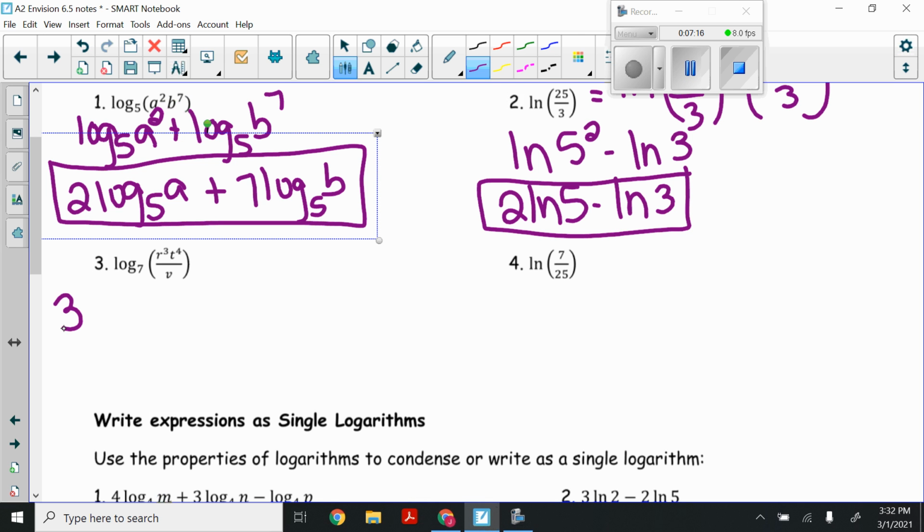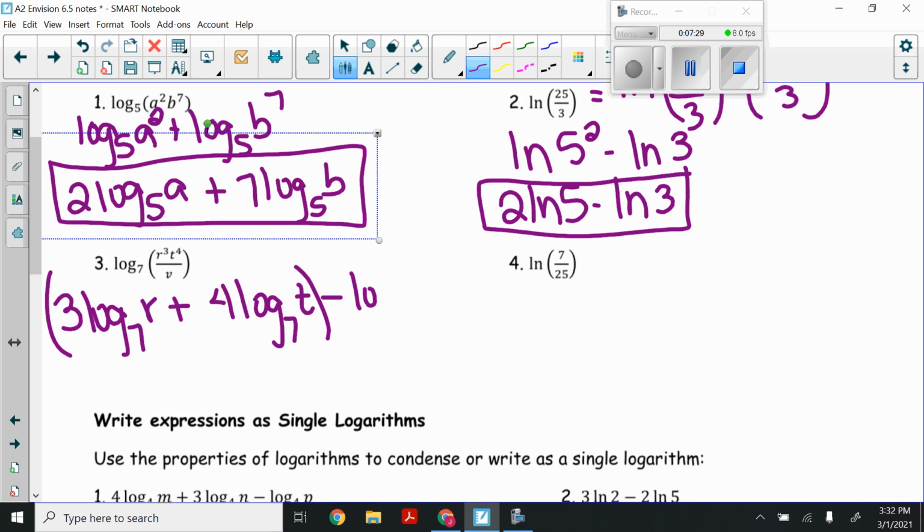So I'm going to have 3 log base 7 of r plus 4 log base 7 of t minus, okay, so this whole thing, minus log base 7 of v.